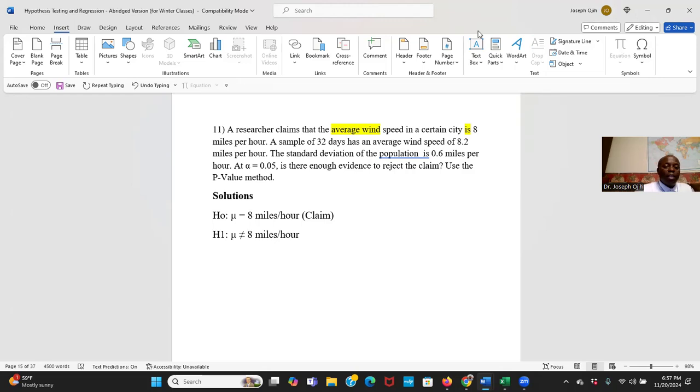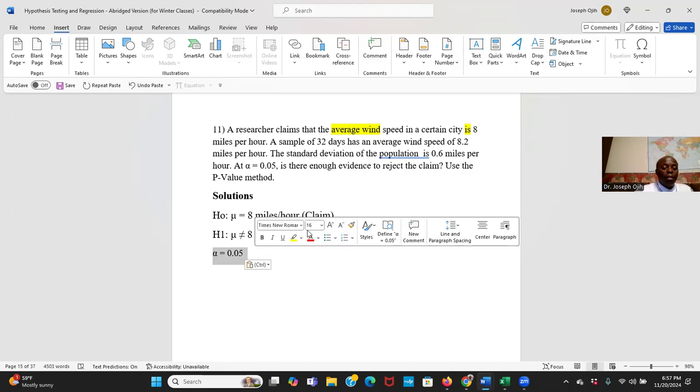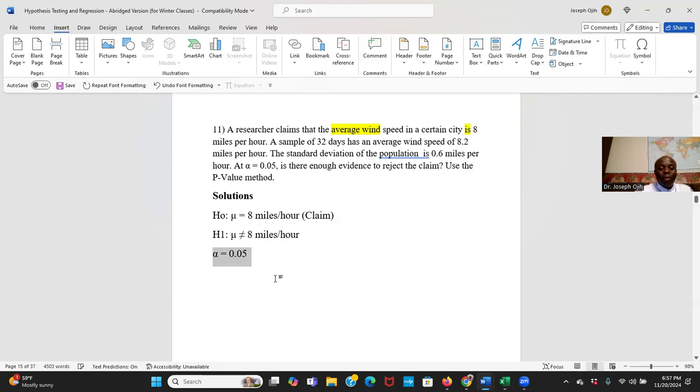So, the alpha we are given is 0.05 again. They'll just give us 0.05. It can be 0.05, it can be 0.01, doesn't really matter. Of course, it matters depending on the situation.